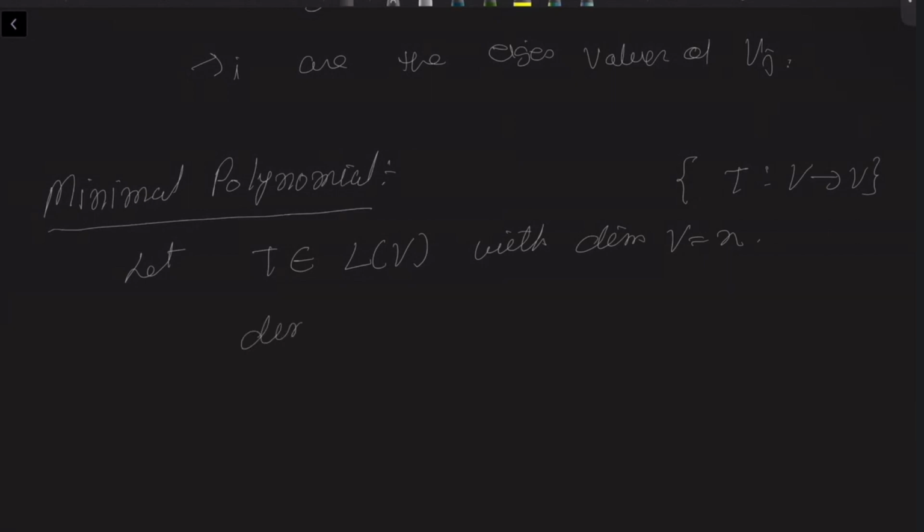Then what is the dimension of L(V)? It is clearly n square, because we know that the dimension of L(V, W) is m into n. Now here W and V are the same, right? So the dimension of L(V) is n into n, that is n square.